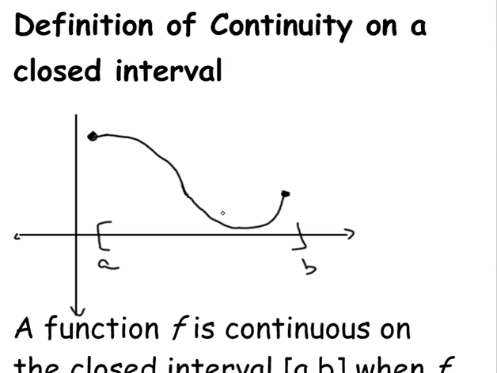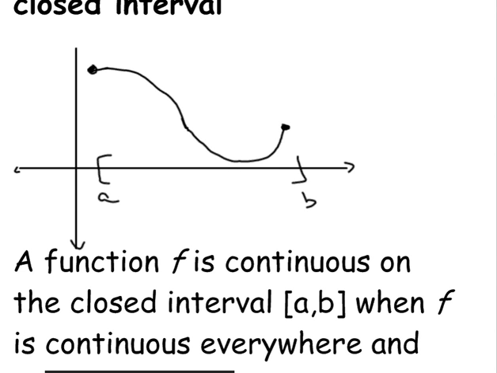And the third criteria is that you cannot have a gap at B. This has to be a solid point. You can't have a hole, an asymptote, or a jump or anything like that. That's pretty much the definition in plain language. But let's take a more rigorous mathematical definition.